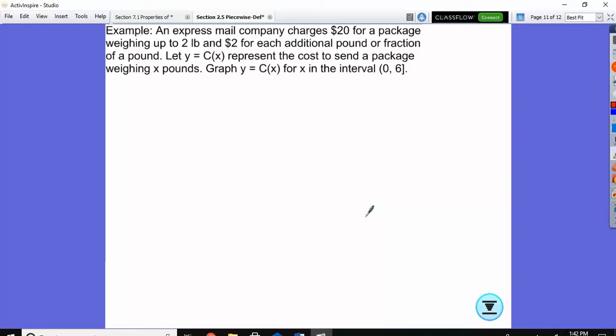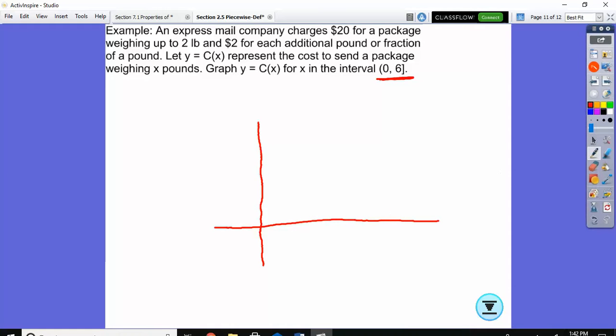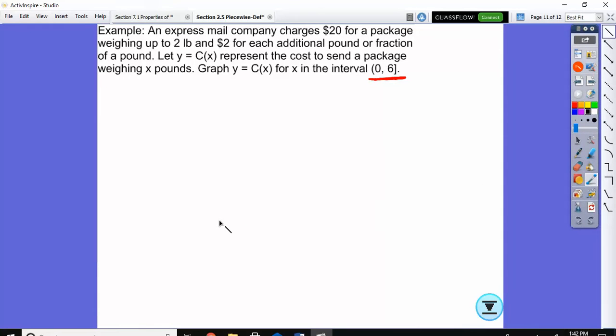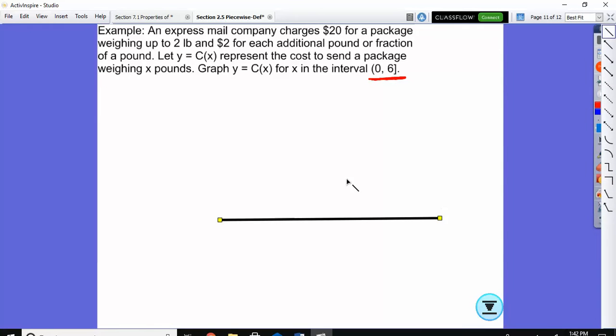So, this one, I didn't even give you the equation. I gave you a scenario. And I'm asking you to graph this one from 0 to 6. I think I did put an XY axis on yours. You did. Okay. So let's draw this graph.